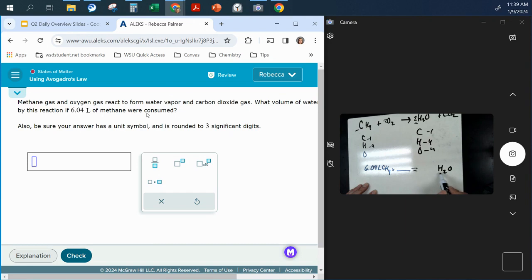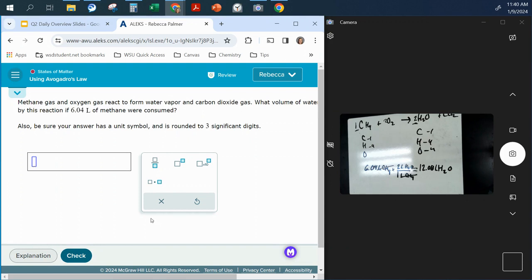So I need the value in front of water to go on the top. So that's what I end up with: 2 liters of water for every 1 liter of methane. And then the volume of methane cancels out and we get volume of water. Then 6.04 times 2, I think that's 12.08. Do you agree?